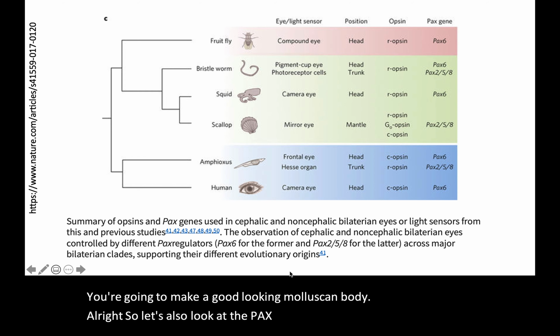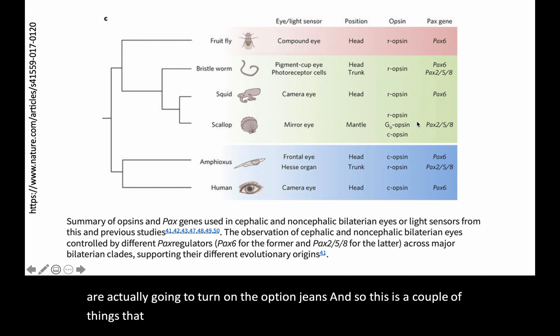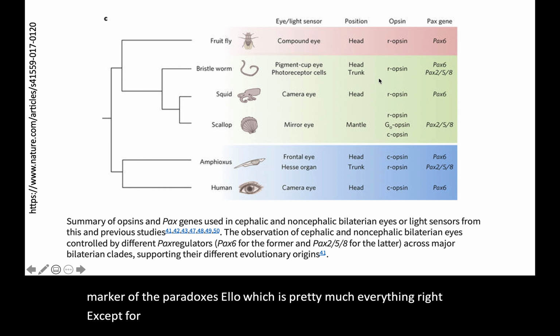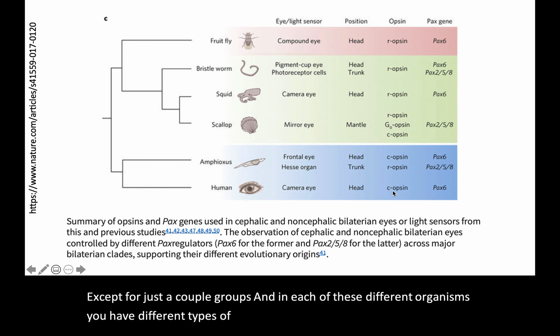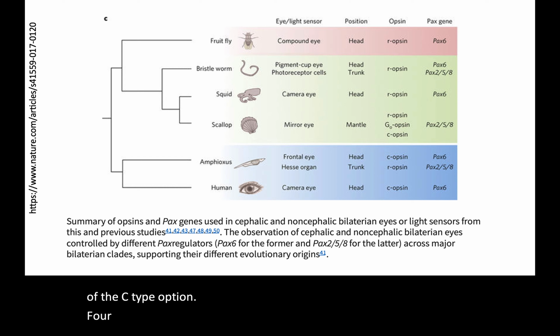All right, so let's also look at the PAX genes. So some of these PAX genes are actually going to turn on the opsin genes. And so this is a couple of things that you know about coming together. PAX genes are going to be the marker of the parahoxozoa, which is pretty much everything, right? Except for just a couple groups. And yeah, in each of these different organisms, you have different types of opsins. So in humans, we actually only have C-type opsins. Now we have 3 different versions of the C-type opsin for seeing red, green, and blue light. And we have a 4th version, which we use to see just light in general.